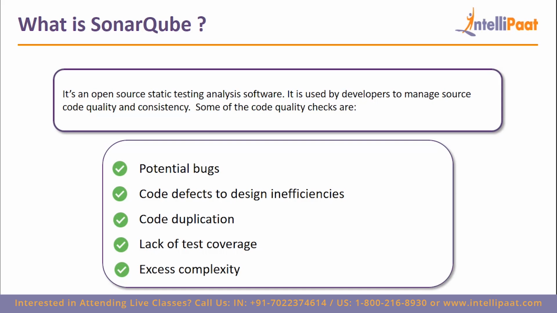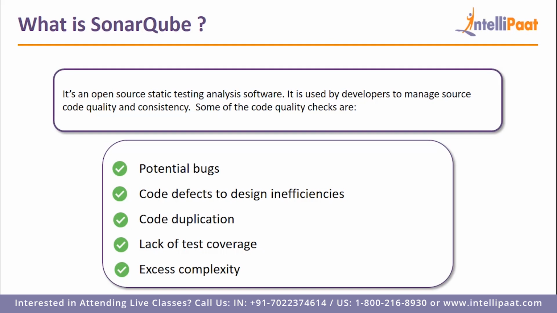Some of the code quality checks are potential bugs, code defects to design inefficiencies, code duplication, lack of test coverage, excess complexity. Potential bugs is easy to understand. Code defects to design inefficiencies basically means that when we write code and it's not very compatible with the design or the structure of the application we're going with, then it can cause a lot of inefficiencies. Code duplication takes a lot of memory.